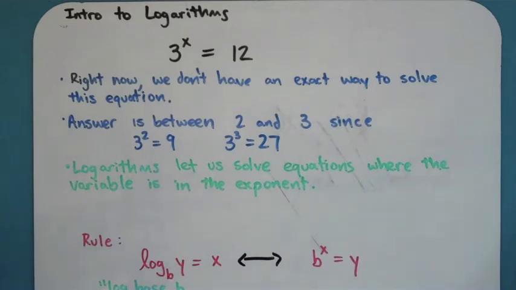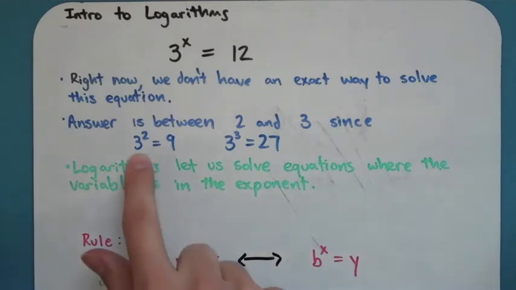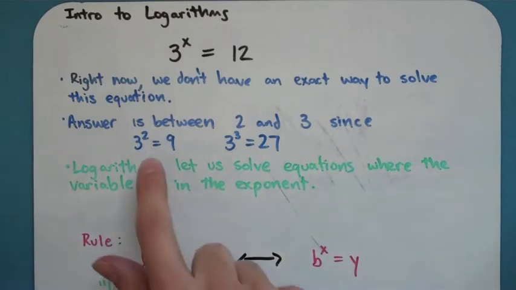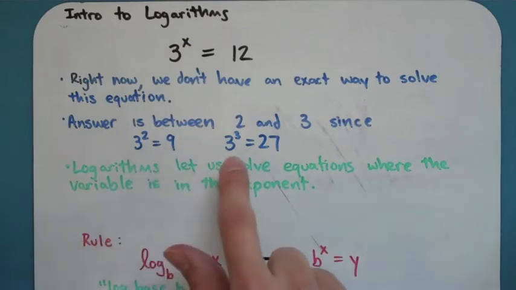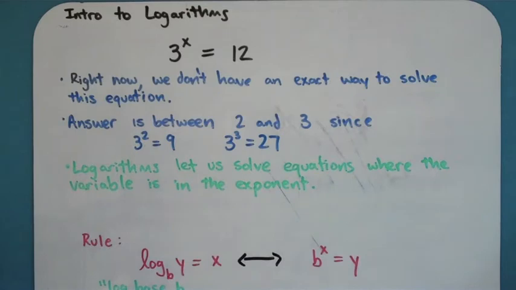The best we can do, really, is say the answer is somewhere between 2 and 3. Because if you do 3 squared, you get 9. If you do 3 to the 3rd, you get 27. And it's probably closer to 2 than it is to 3. But in terms of the actual decimal, all you'd really be able to do is take your calculator and just start typing in things until you get close. That's not a great strategy, but it's the best we have right now.